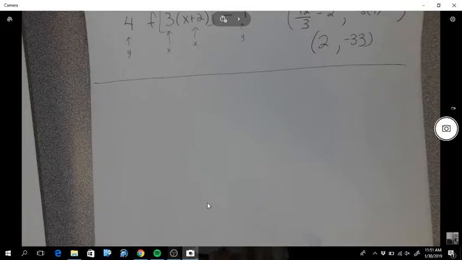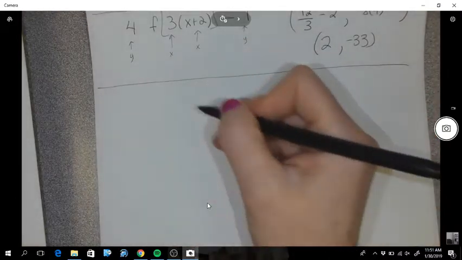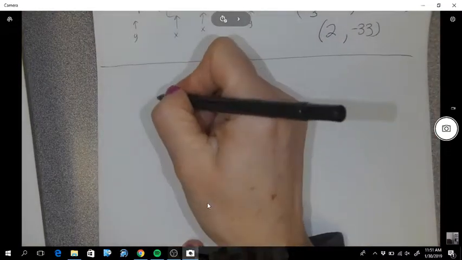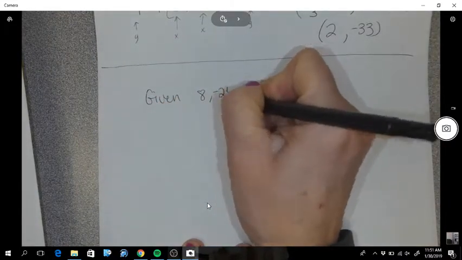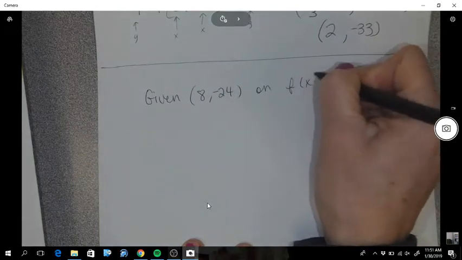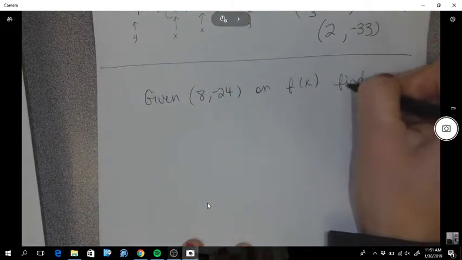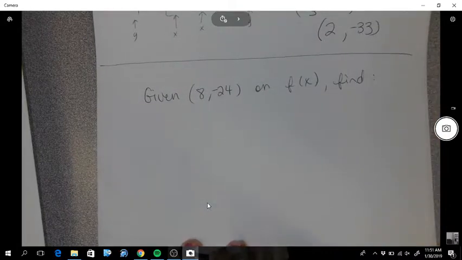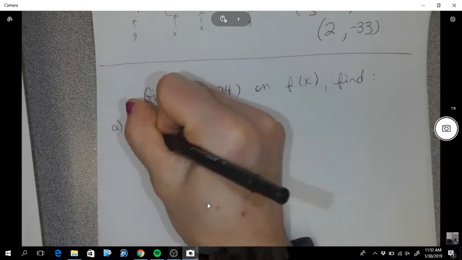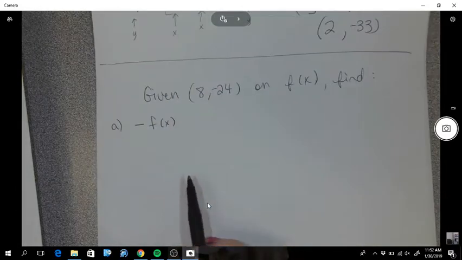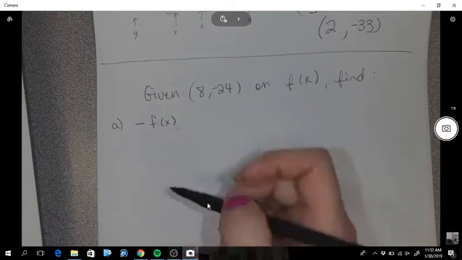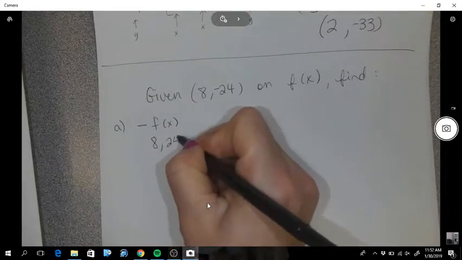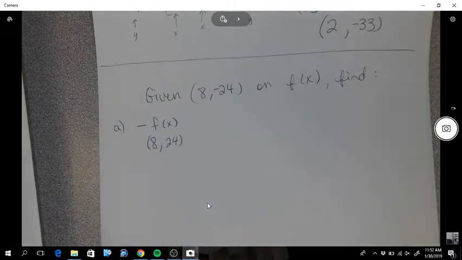Okay, more on transformations. I'm going to do another point that we're going to transform. Given (8, -24) on f(x), find -f(x). So this means that we're multiplying the y value by negative, so this will have the point (8, 24). That reflects it over the x-axis.